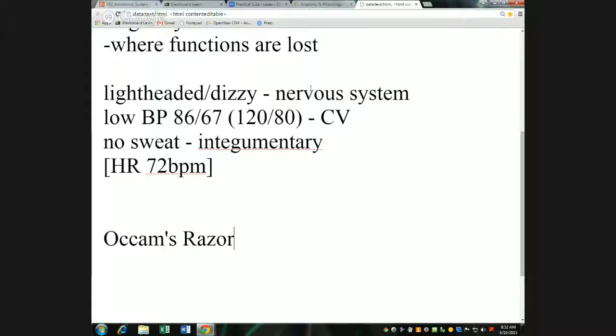Is anybody familiar with that term? Anybody heard that before? It's a very important principle in science in general, not just in medicine. Occam is some sort of philosopher scientist. He came up with a simple way that scientists need to think about things to come to an accurate understanding of what's going on. I don't remember the exact wording.